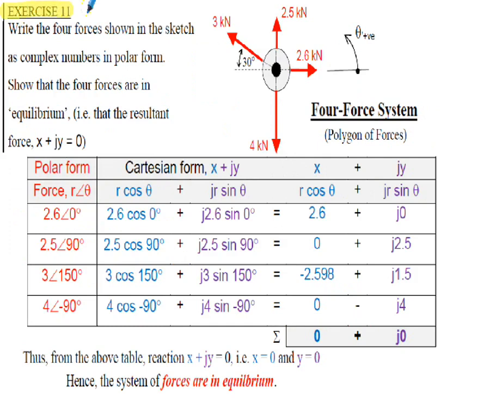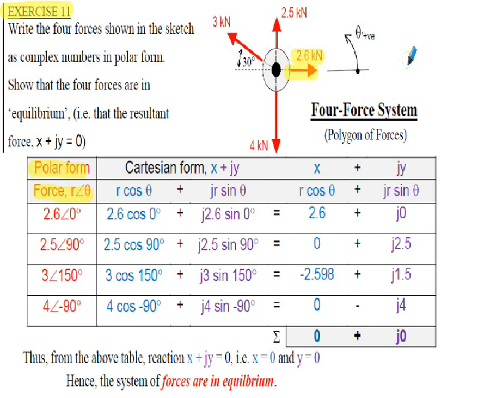Exercise 11 solution. We're given four forces applied to this point here, and we have to show that the forces are in equilibrium. In other words, when we add up all the forces, the out of balance force should be 0. To do this, I'm going to write down my forces initially in polar form, force equals r argument theta format. I'm going to convert them into Cartesian form and then add up the real and imaginary components, and they should equal 0.